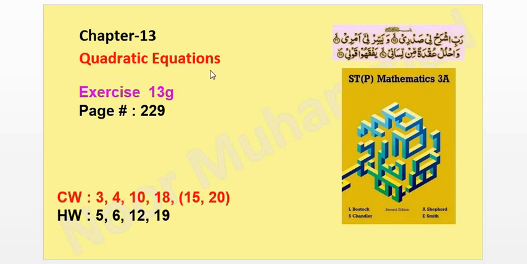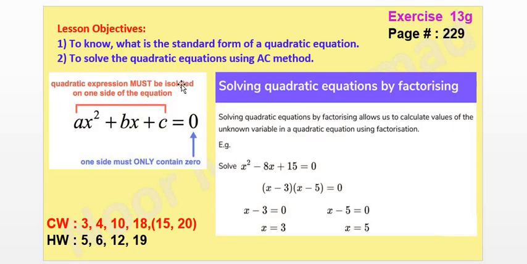Bismillahirrahmanirrahim. Chapter 13, Quadratic Equations, Exercise 13g. So let's see what are the main objectives for this exercise. To know what is the standard form of a quadratic equation, and then how can we solve that quadratic equation. When we say how can we solve that quadratic equation, that means how can we find the value of the variable involved in that quadratic equation, right?